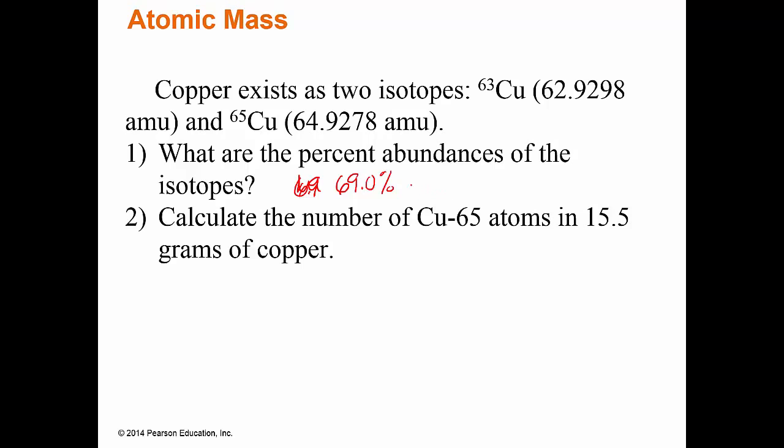It was 69%-ish, I know it was around that. Copper 63, and then we had, it was like 69.4 or something. So whatever your number was here, I know that that's not exact, put in exactly what it should be. Okay, we're going to use this information. So look at what number 2 is asking you. It's saying calculate the number of copper-65 atoms in 15.5 grams of copper. Okay, this should look a little bit different.